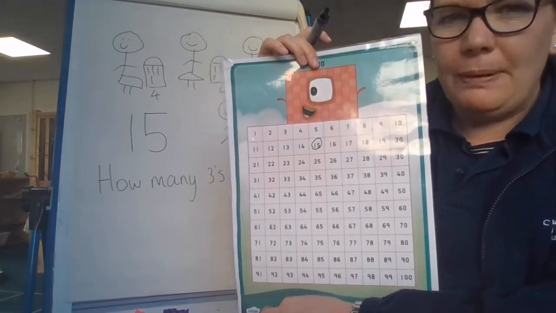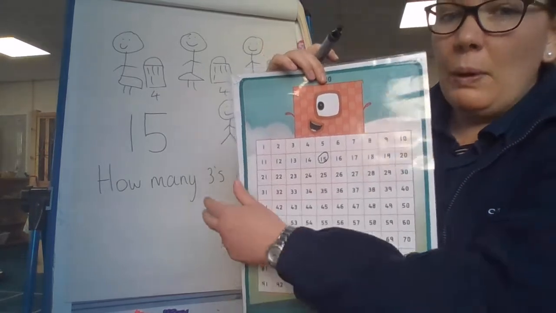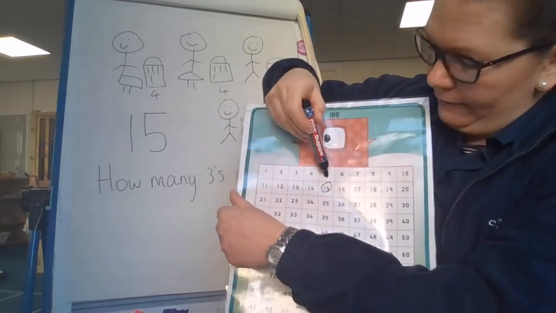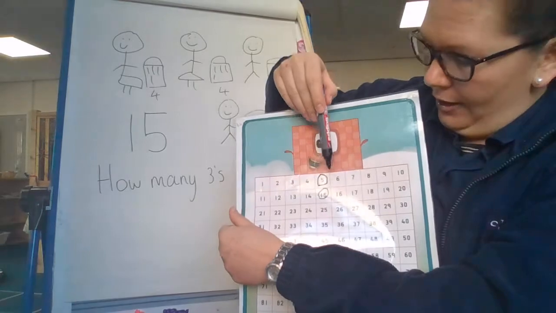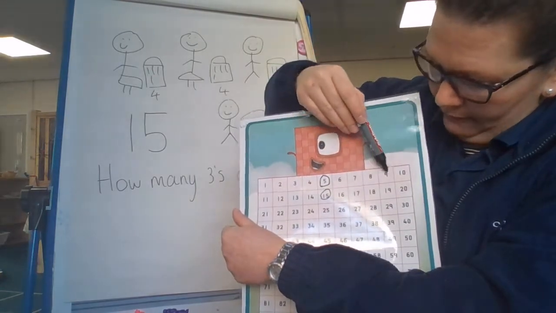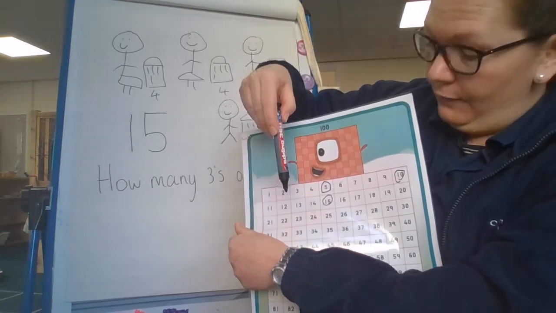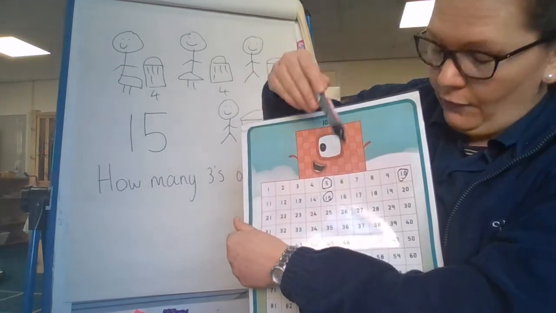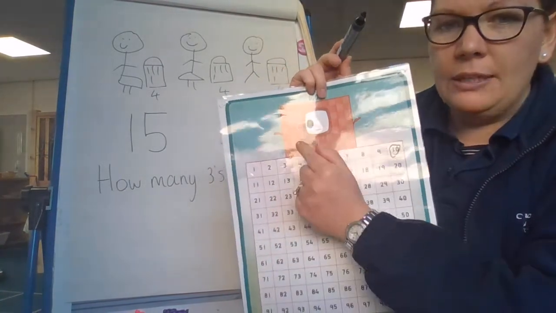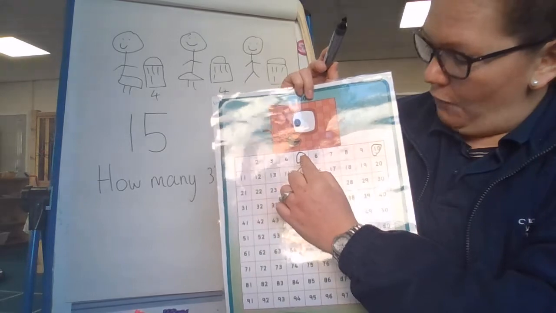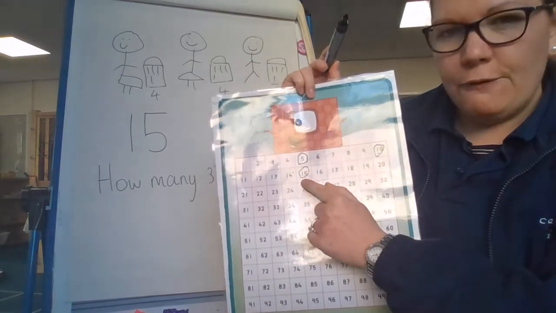So when we count up in 5s, we need to start with the number 5. So 5. And then you're going to count another 5. So 5. 1, 2, 3, 4, 5. Then we're going to count another 5. 1, 2, 3, 4, 5. And when we count up in 5s, we only say the numbers with circles. So we'd go 5, 10, 15.